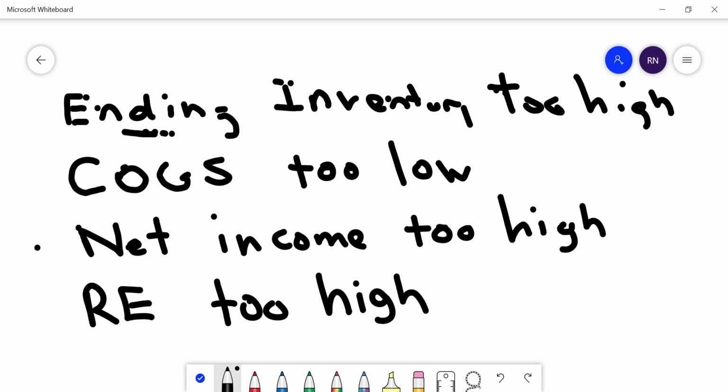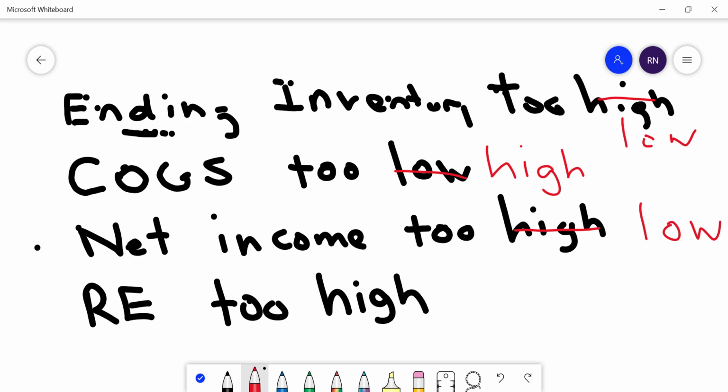So correspondingly, if my ending inventory is too low, well, that'll mean my cost of goods sold is too high. Because again, it's the same goods. I either sold them or I didn't. So if one of these numbers is too low, the other one's too high. If my cost of goods sold is too high, that means my net income is too low because I'm recording too much expense, and therefore my retained earnings is too low.